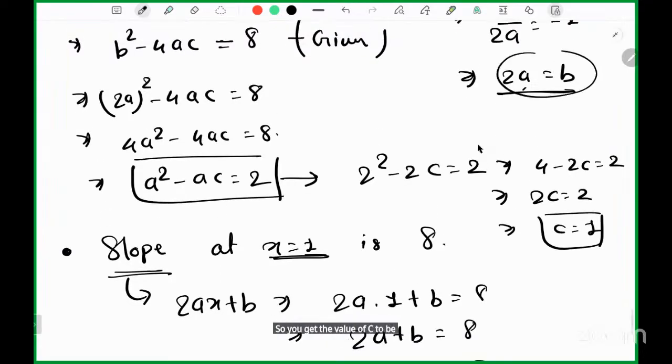And you can also find the value of b because we have a relation between a and b. So b is equal to 2a. That means b is equal to 4.